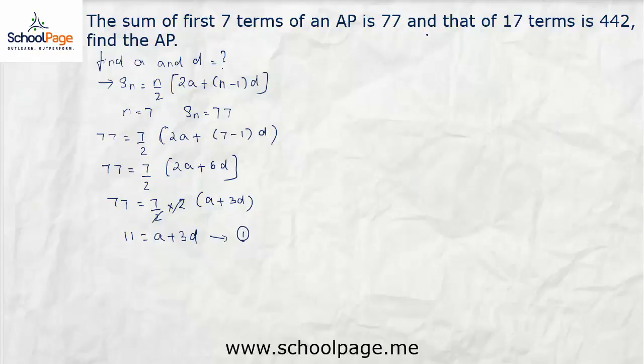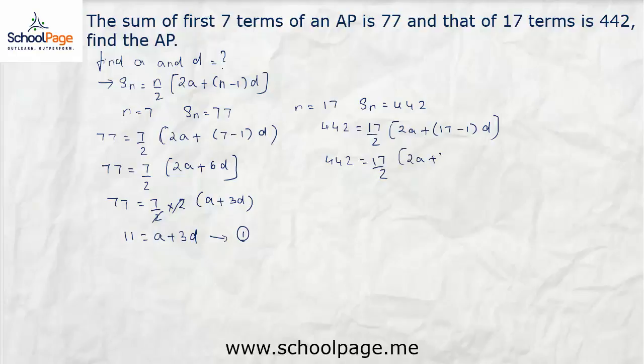Now the second part of our question says that the sum of first 17 terms is 442. So we have n as equal to 17 and Sn as equal to 442. Let us again use the equation Sn is equal to n by 2 into 2a plus n minus 1 d. Substituting, we get 442 equal to 17 by 2 into 2a plus 17 minus 1 into d, so 442 equal to 17 by 2 into 2a plus 16d.